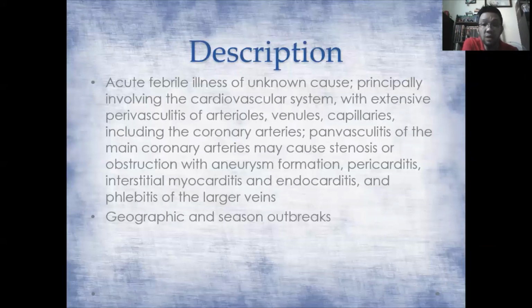Usually, this one has geographic and seasonal outbreaks. Geographic, usually in the northern hemisphere, such as the US, Russia, China, Japan, Europe, northern Europe. This is where it is occurring. But this usually is occurring commonly in the Pacific area. So the name itself, Kawasaki, is derived from Japan. Seasonal outbreaks usually occur during the winter season.